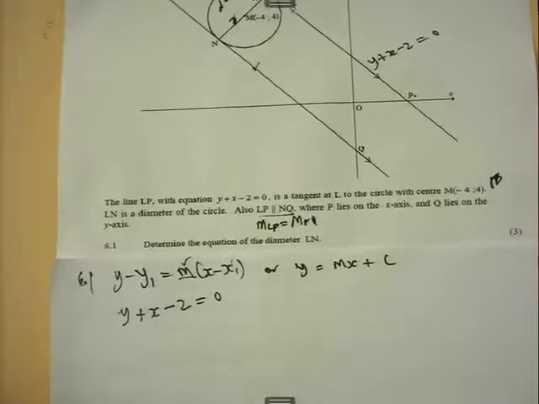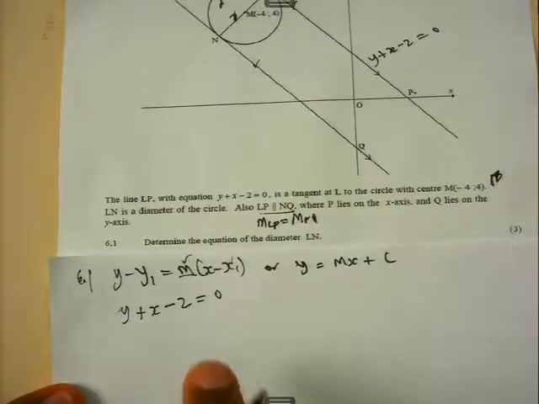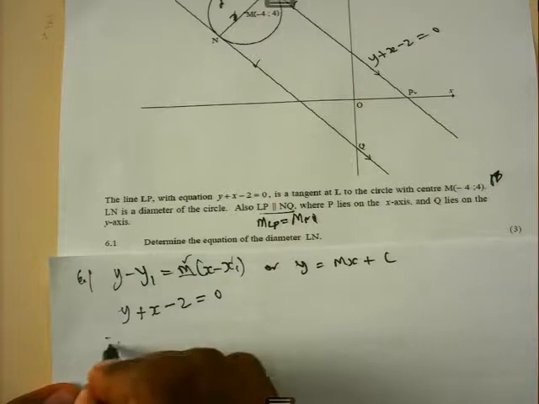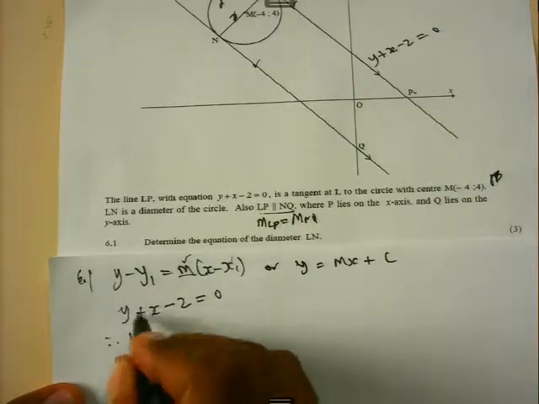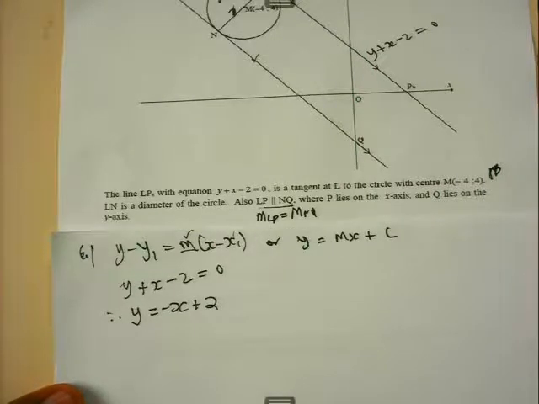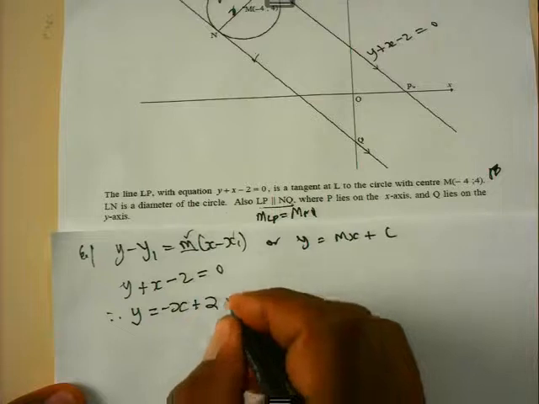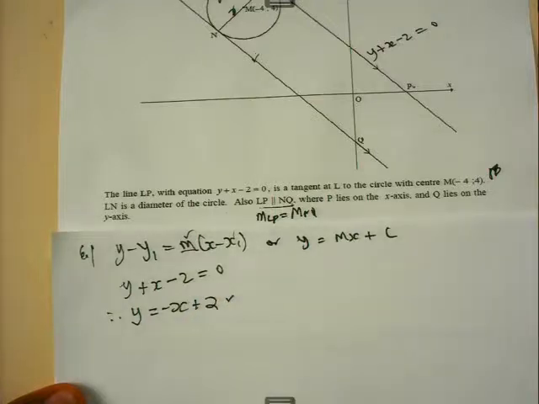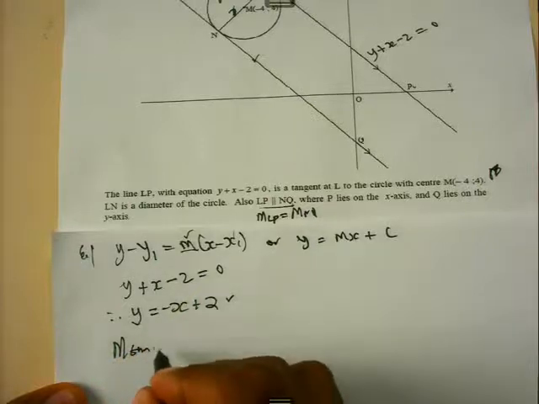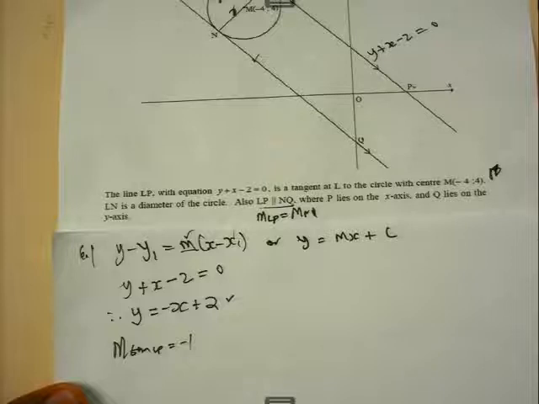Then, the first thing we need to do is to write this equation in the standard form. We must write it as y is equal to mx plus c. Therefore, you will see we have y is equal to minus x plus 2. Now you can see we have our equation in the standard form. Then from here I can see that the gradient of the tangent LP is equal to -1.